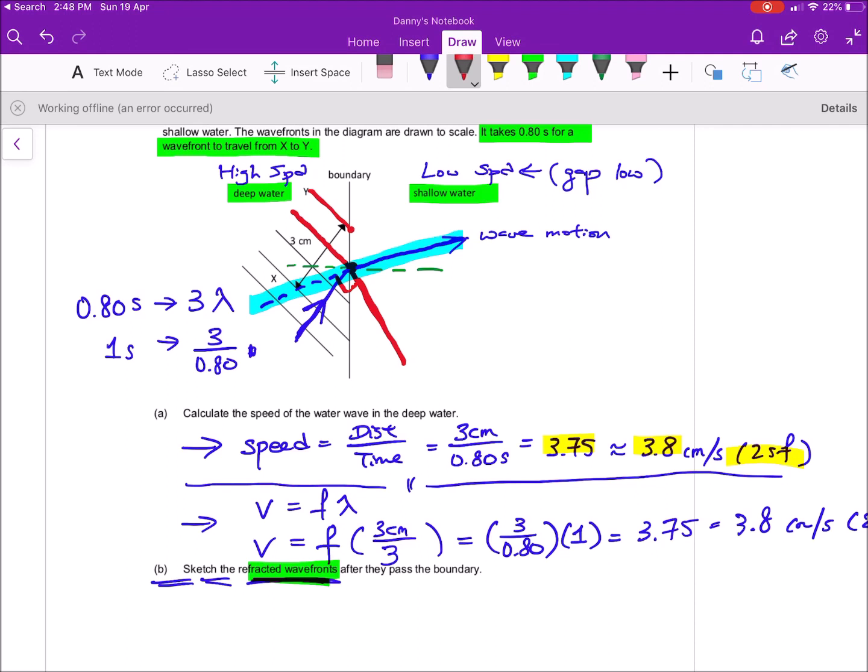So I must measure perpendicular to the highlighted blue line. When I do that, this will be perpendicular. And now since I have two lines, I can measure the gap between these two. This gap, let's call it the new lambda. I can then measure here new lambda, and then draw another line like that. Make sure it is perpendicular, and then I will keep on drawing. Maybe I draw four. Then I will be able to sketch the refracted wavefront. Okay, so down here I will stop.